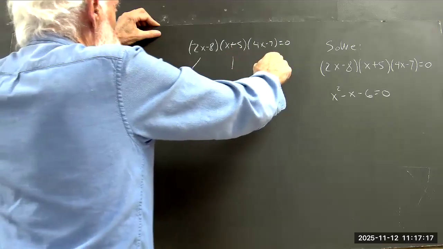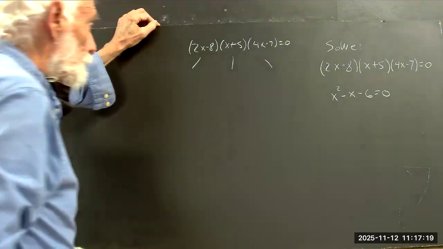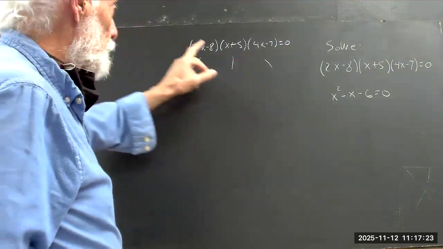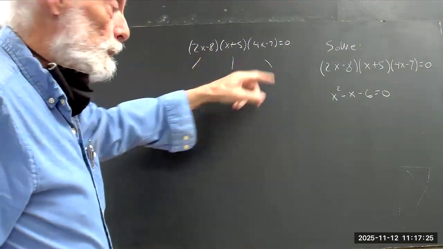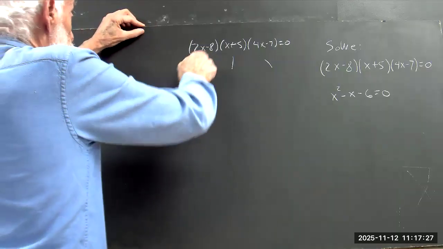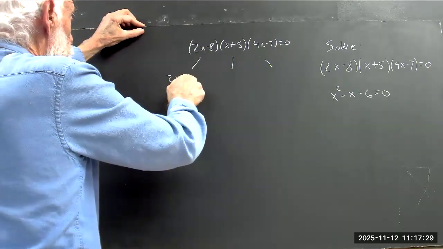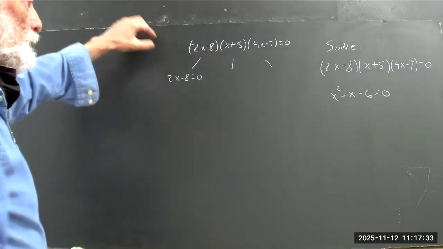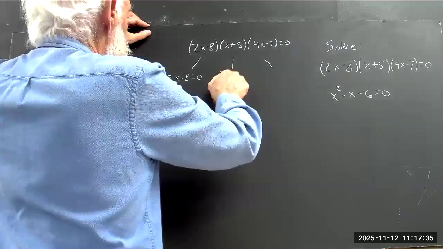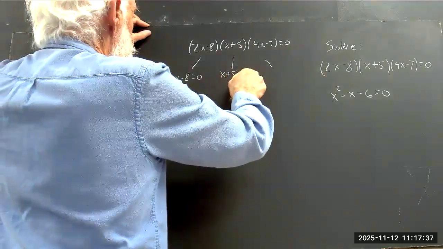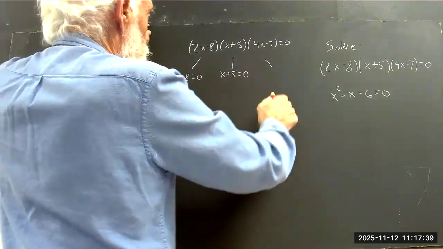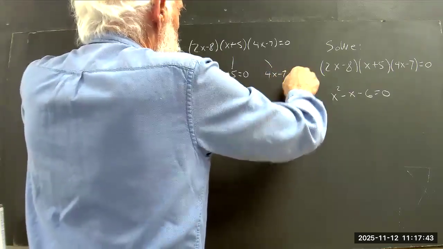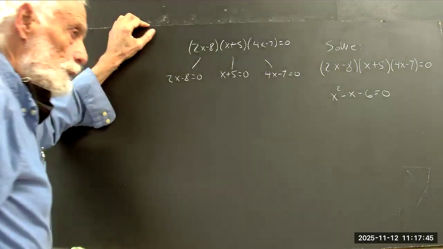This breaks into three equations because the only way the product is going to be 0 is if one of these is 0. Okay, so if 2x minus 8 equals 0, then that x is a solution. If x plus 5 equals 0, then that x would be a solution. If 4x minus 7 equals 0, then that x would be a solution.